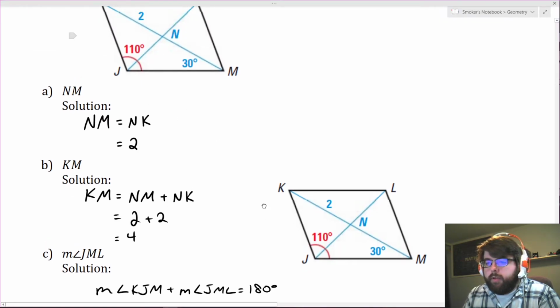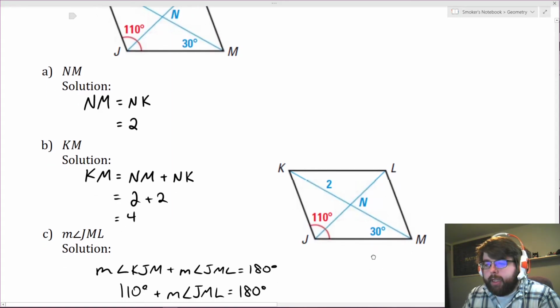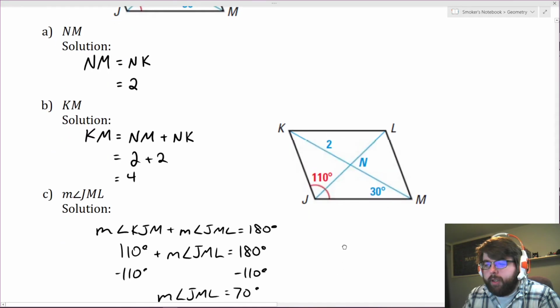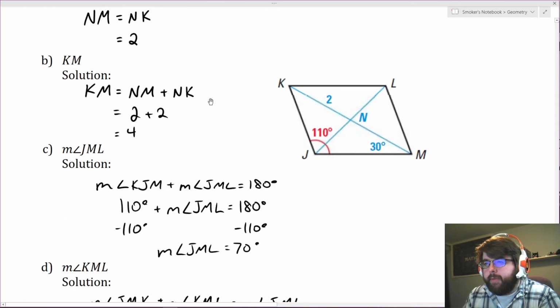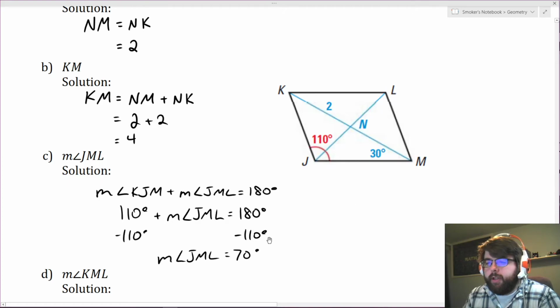So we know that KJM and JML are next to each other, so they have to add up to 180. So 110 plus this angle measure here adds up to 180. Subtract 110 from both sides, you get 70. Oh, that's the same as the one above. That's interesting. Not all these answers are 70.